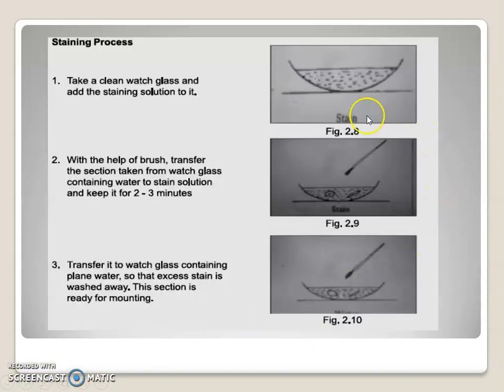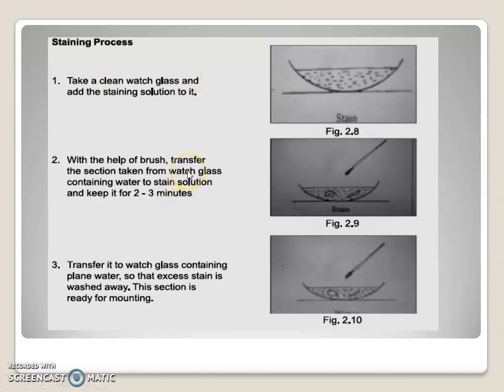Then the staining process. This is a watch glass, and to this watch glass we have to add staining solution. It contains the stain, for example phloroglucinol HCl or Sudan 3. We will consider phloroglucinol HCl. Then with the help of a brush, we have to transfer the section from the watch glass containing water. Whatever sections we have taken, we are supposed to keep in water so that it won't dry and the cells won't die.